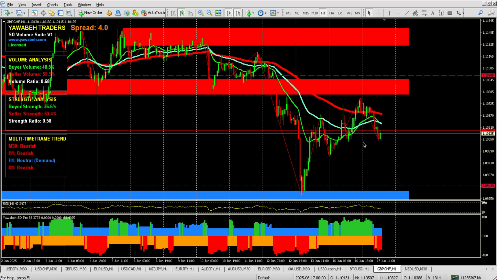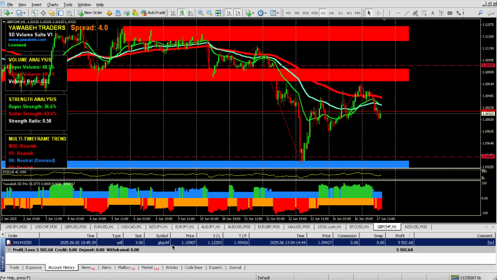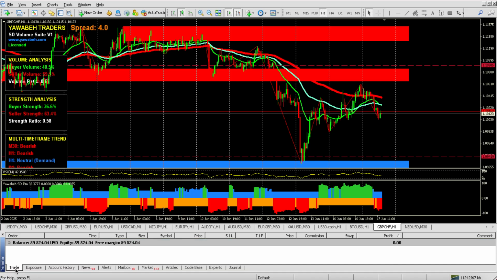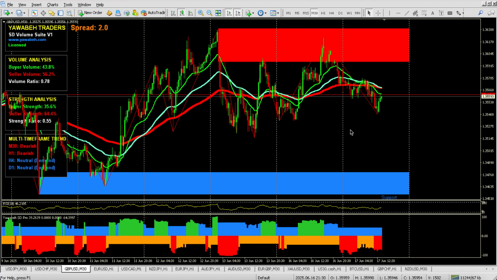So at this point, we again have an opportunity to enter a short position. But let me show you the trade. So this was the trade, and it exactly hit the TP, resulting in $5,502. At this point, I'm also looking at the GBPUSD pair, which is technically intending to drop further to target this zone.